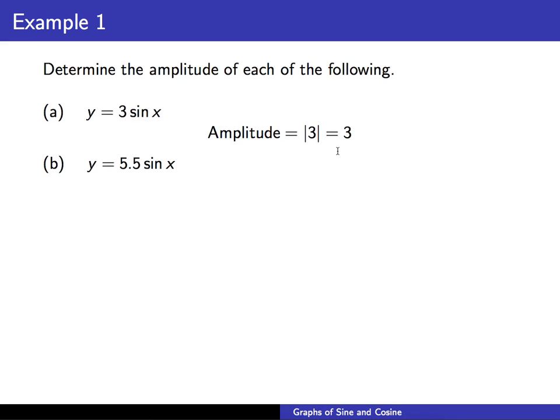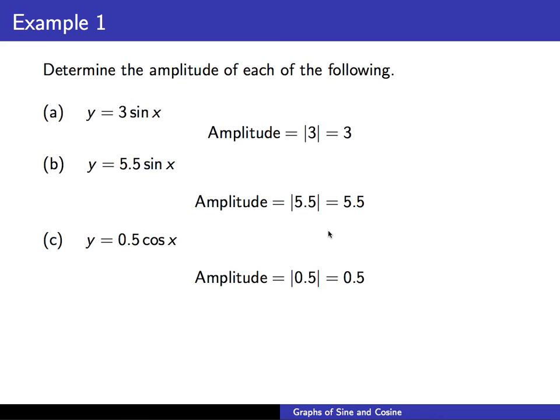Part B, we have y equals 5.5 times the sine of x. Our amplitude is the absolute value of 5.5, which is 5.5. So now, again, our points are 5.5 times farther away from the x-axis than they used to be. Part C, we have y equals 0.5 cosine of x. Our amplitude is the absolute value of 0.5, which is 0.5. So this is a vertical compression. Now our points are half their original height, which means they're twice as close to the x-axis. So it presses it downward, which makes our amplitude this time only a half.